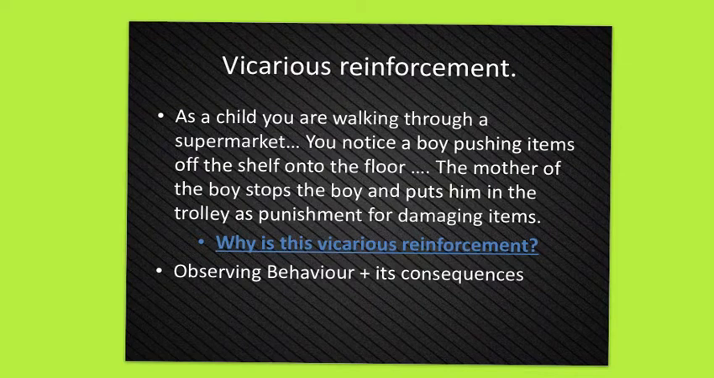And realistically, this is the example that we've got on the screen here. So as a child, you're walking through a supermarket, you notice a boy pushing items off the shelf onto the floor. The mother of the boy stops the boy and puts him in the trolley as punishment for damaging the items. So therefore, you've seen, okay, he's been punished, so therefore I'm not going to replicate that behaviour. So this is vicarious reinforcement at one of its finest moments. The child observes the behaviour, sees the consequences, and it's not going to repeat the behaviour that it's witnessed from the other child.